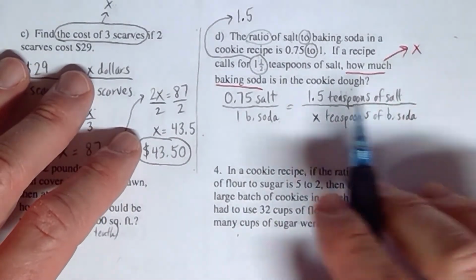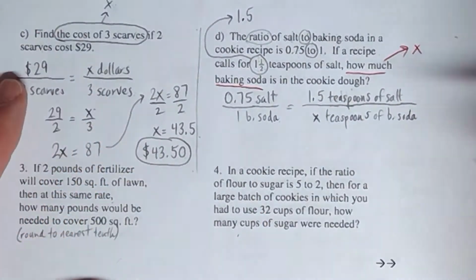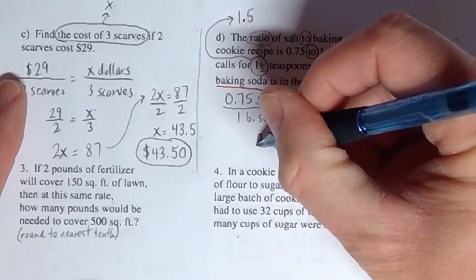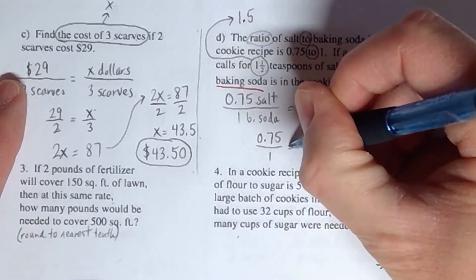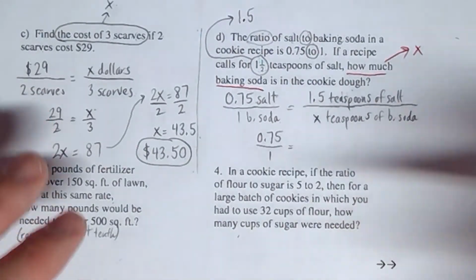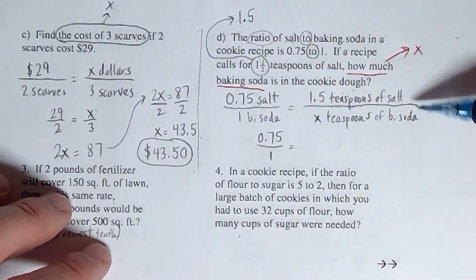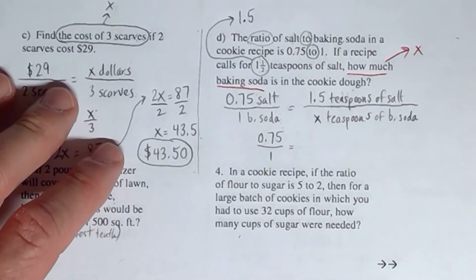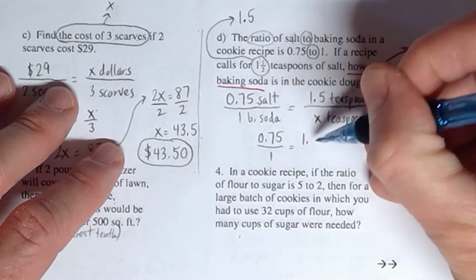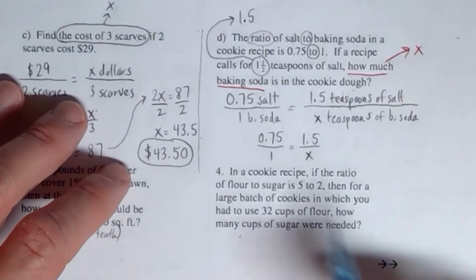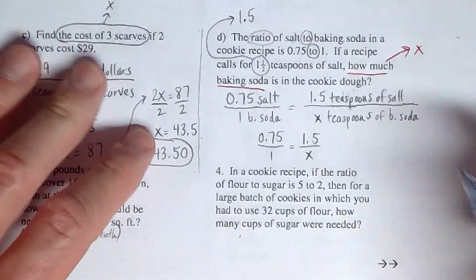Okay, now, just like in the last problem, you don't have to do this step, but I'm just going to clean this up. You don't need the words in there when you actually solve the equation. We just put the words in there to make sure that it was in the right order. Salt over baking soda, salt over baking soda. Both of them are in the right order. Okay, now I can solve this equation.